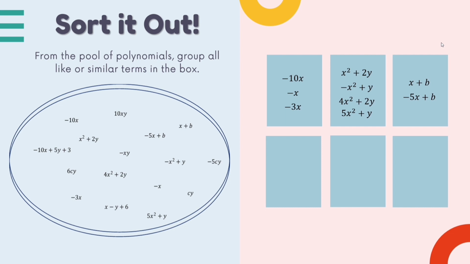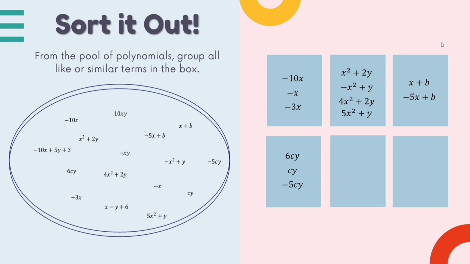How about the fourth box? What are the polynomials written in the fourth box? So we have 6cy, cy, and negative 5cy. Again, are there other polynomials or expressions in the pool that wasn't included in the box? So do we see other polynomials with the same variables included in the fourth box? There is none. Therefore, our fourth box is complete and correct.